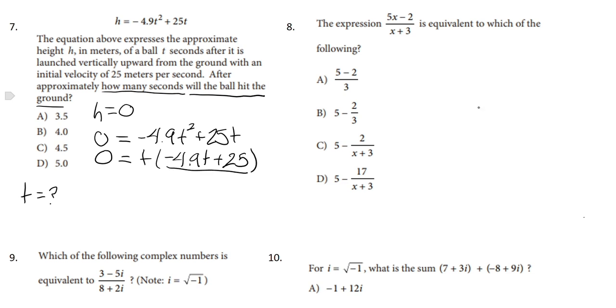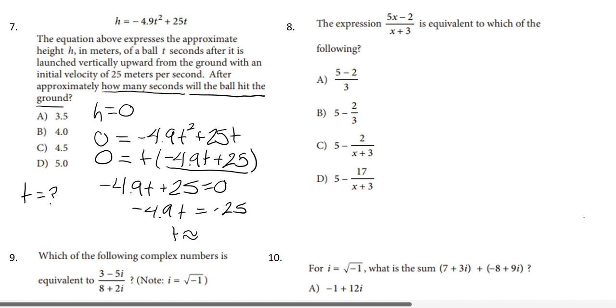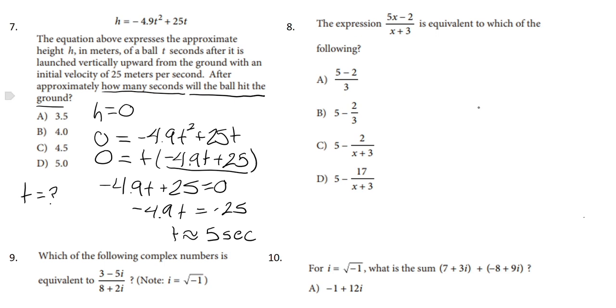We're going to set the inside of the parentheses equal to 0, and we'll get negative 4.9t plus 25 equals 0. First, we subtract 25 on each side, and we'll get negative 4.9t equals negative 25. The last step is to divide by negative 4.9 on each side. Negative 4.9 is really close to negative 5. And if we divide by negative 5 on both sides, we'll see that t is very close to 5 seconds, which gives us answer choice D as the answer for number 7.